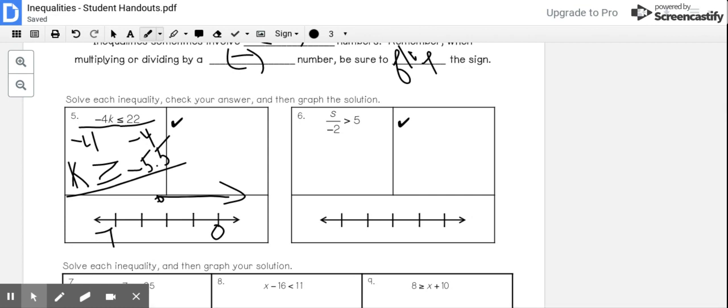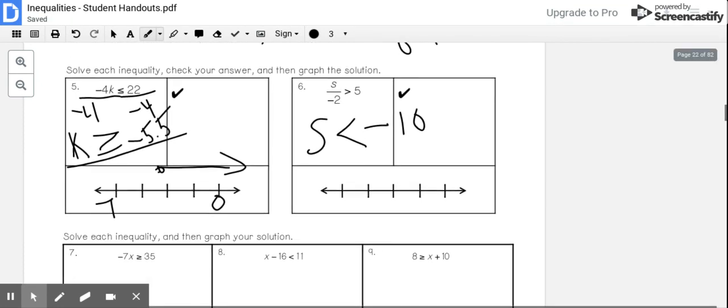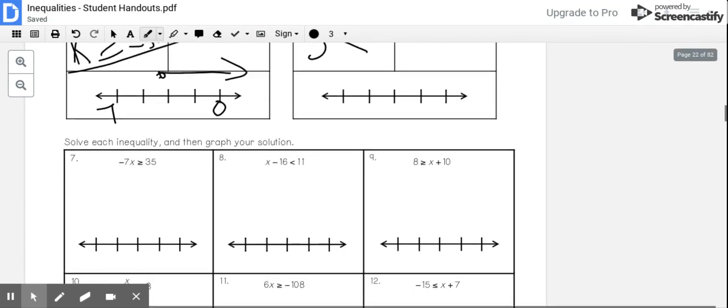Okay, number 6. So we're dividing by negative 2, so we should times by negative 2. So that means we're going to flip, and then we're going to have negative 10. And again, you should be listening to this video, I hope.